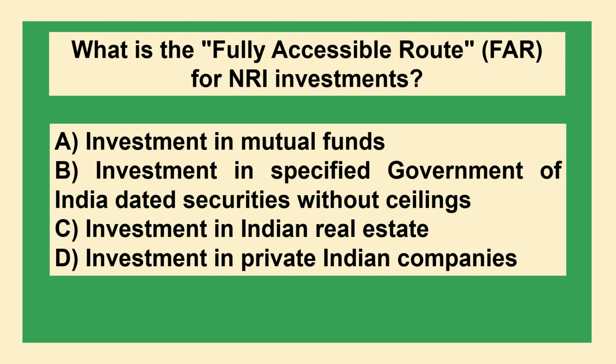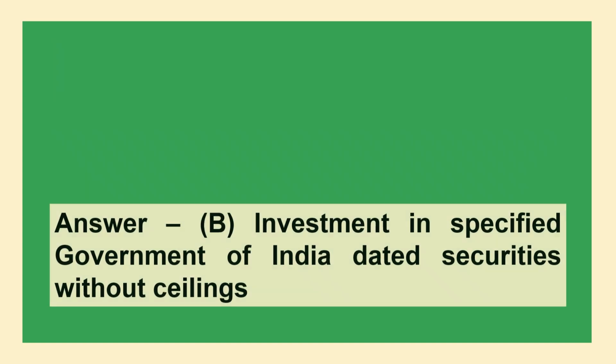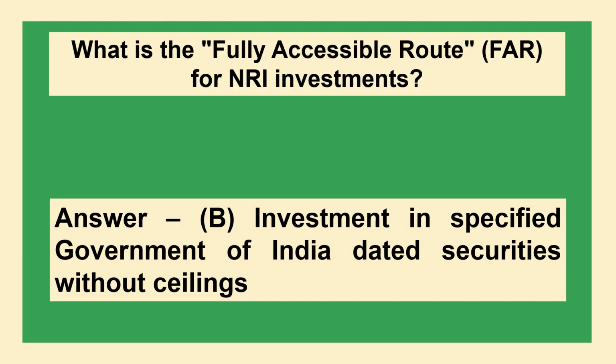What is the fully accessible route, FAR, for NRI investments? Option A, investment in mutual funds. Option B, investment in specified government of India dated securities without ceilings. Option C, investment in Indian real estate. Option D, investment in private Indian companies. The answer is option B, investment in specified government of India dated securities without ceilings.